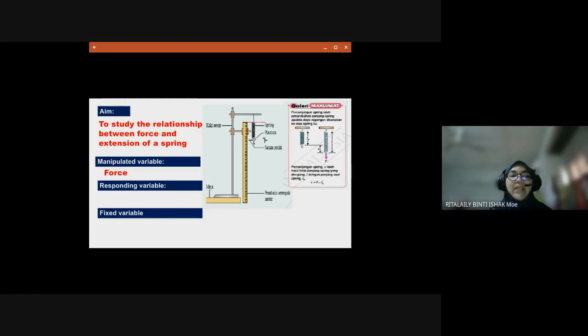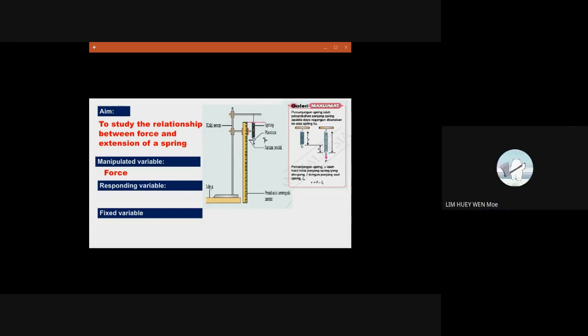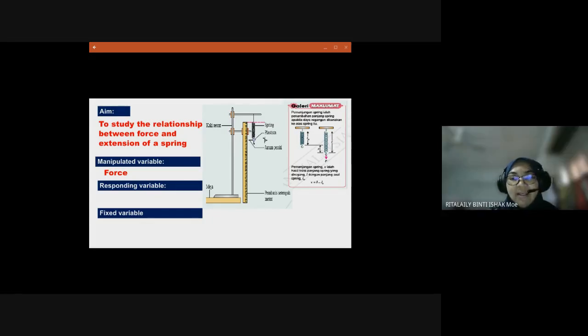Okay, so what is the responding variable? If force is the manipulated variable, what would be the responding variable? JC. Tension of the spring. Extension of the spring. Yes. Okay, because we use the words extension of the spring for our aim, for our inference, and for our hypothesis. We need to be consistent. It should be the same variable.